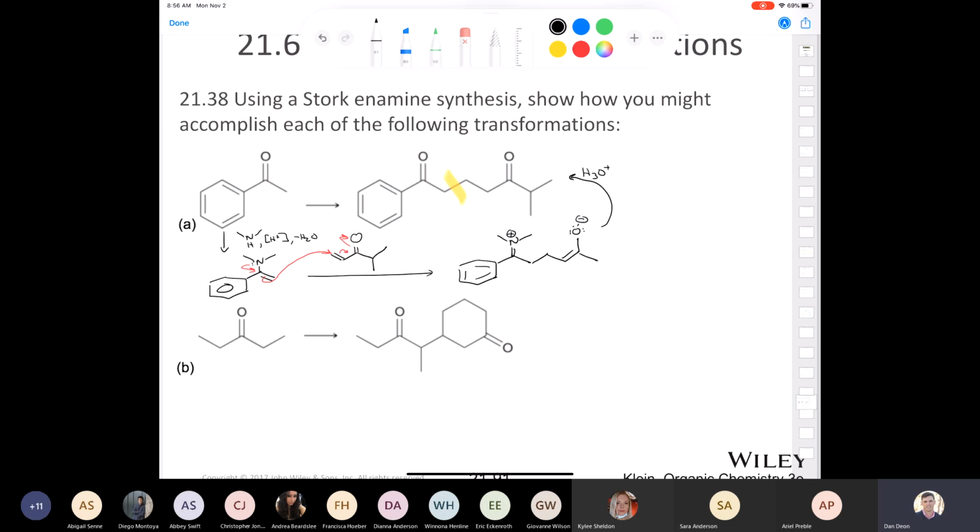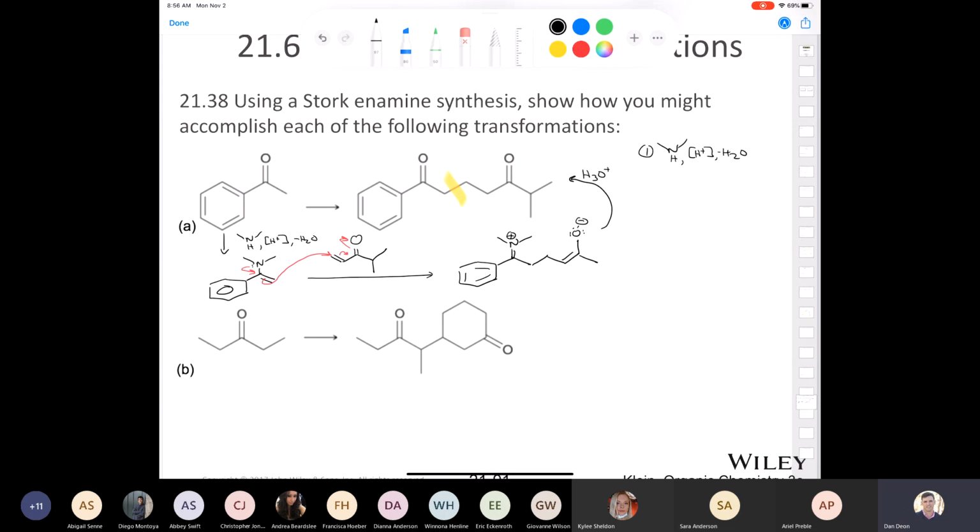All right, so the summary is that the first step was to treat it with dimethylamine, aqueous acid, remove the water. The second step was to treat it with the Michael acceptor. And in the third step, we treated it with aqueous acid. Okay, let's try the next one.